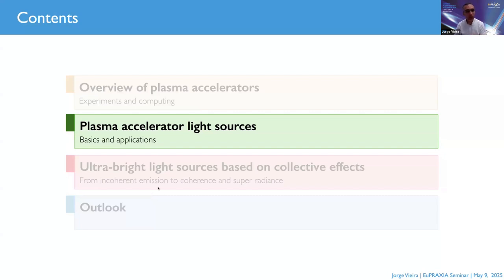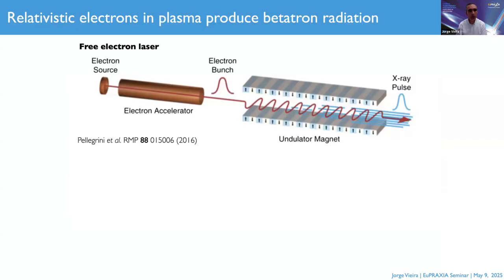And so this brings me to the plasma accelerator light sources. Before going into being a little bit more specific about how plasma accelerator light sources work, let me first remind the principles of how a conventional light source works. For example, for the case of a free electron laser. Free electron lasers provide the brightest X-rays that have been produced on Earth.